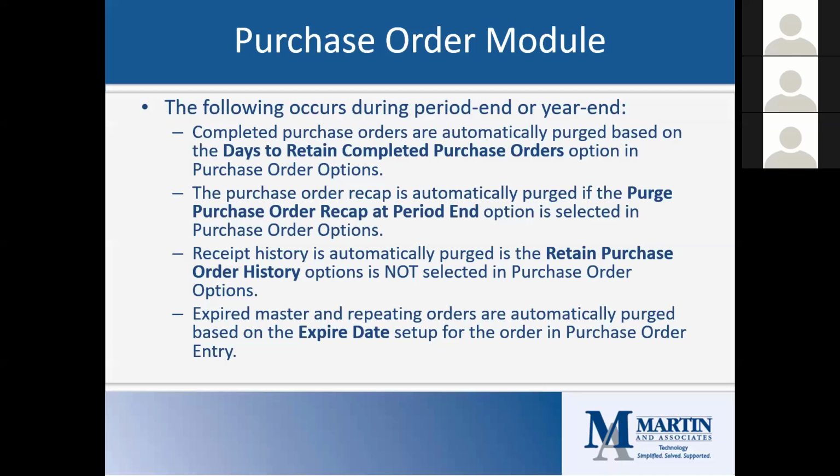The purchase order recap is automatically purged if the purchase order recap at period end option is selected. Any receipt history is automatically purged if the retain purchase order history option is not selected in purchase order. And then just like we talked about master orders and repeating orders in sales order, there is also the ability to do master orders and repeating orders in the purchase order module. And just like in the sales order module, there is an expiration date on these as well. Any master or repeating order that has an expiration date that's already passed will be purged from the system as part of the close.